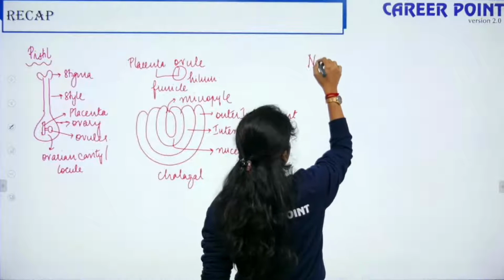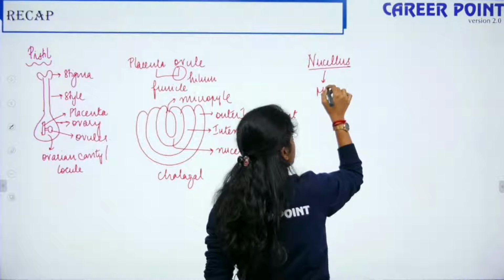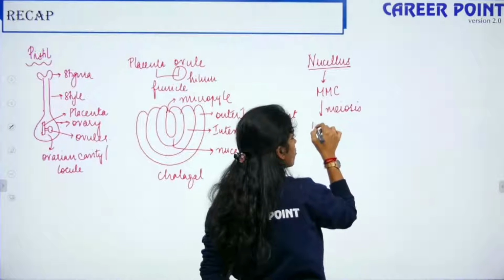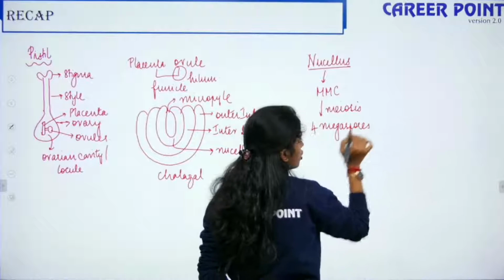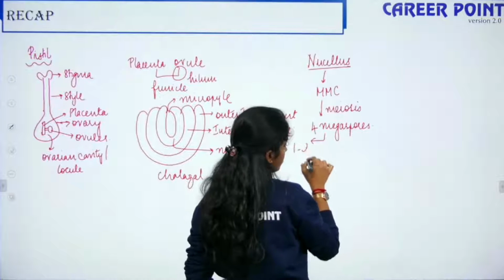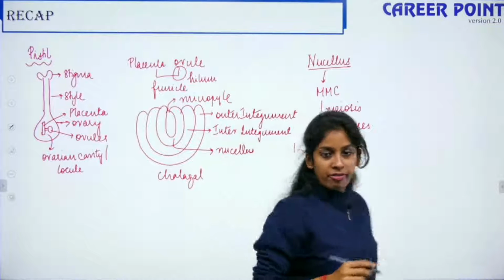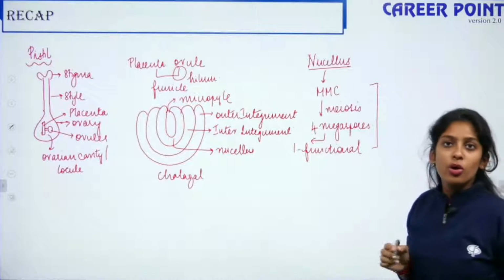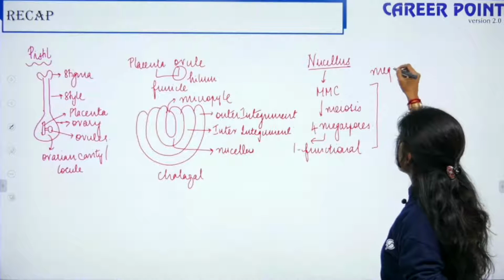Inside the nucellus, you have cells known as the megaspore mother cell. This megaspore mother cell undergoes meiosis to form 4 megaspores. But out of these 4 megaspores, only one is functional. The others degenerate very quickly. This process of the megaspore mother cell undergoing meiosis to form megaspores is known as megasporogenesis.